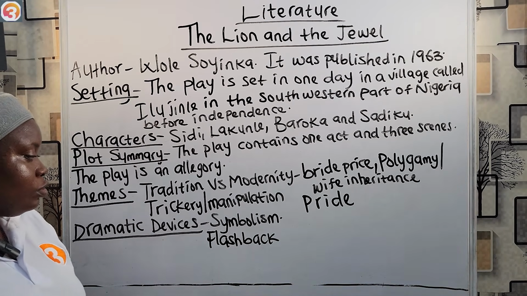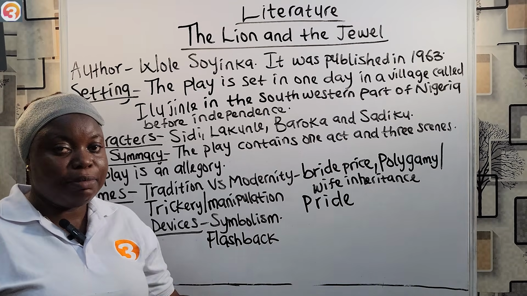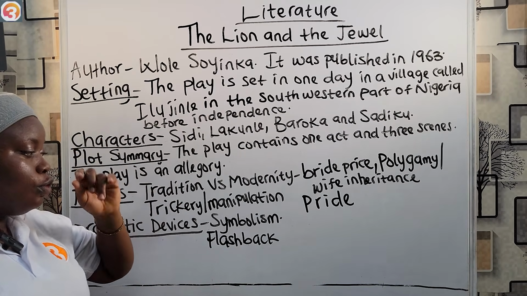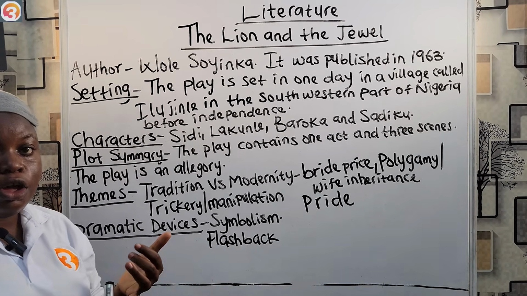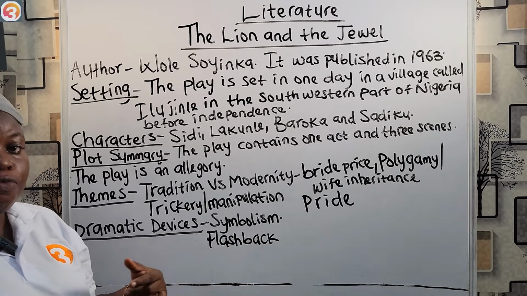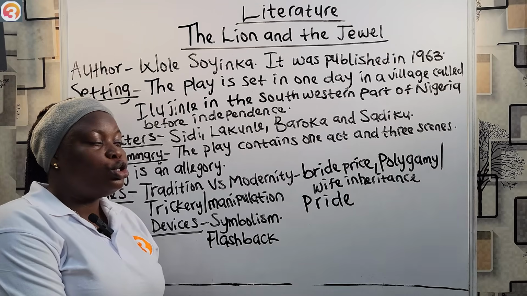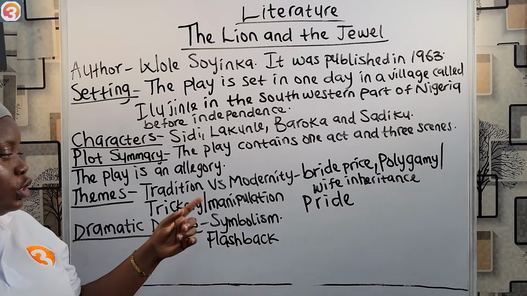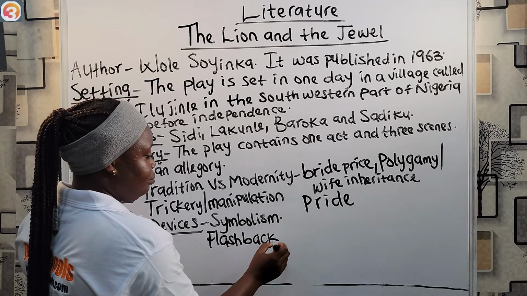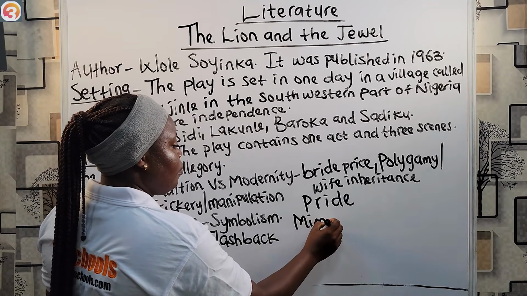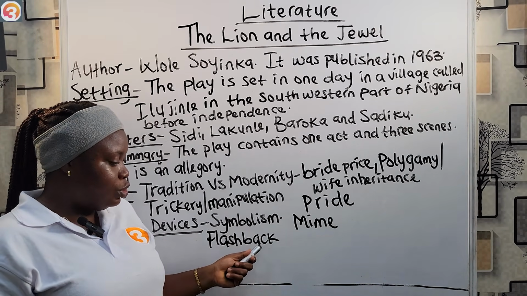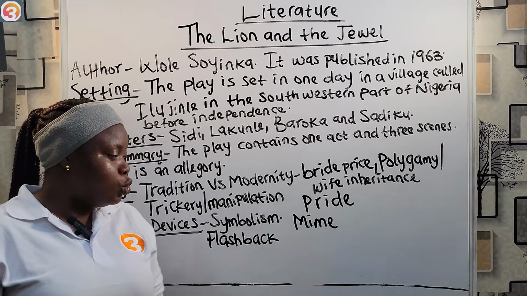We also have flashback. So flashback involves a transition to an earlier time in the play. So in the play, The Lion and the Jewel, the story of the lost traveler, how the photographer found himself in the village taking photos and all that, and even the story of Baroka bribing the white surveyor so the railway will not pass through the village, was told using flashback and mime. Mime is acting without words, use of gestures.